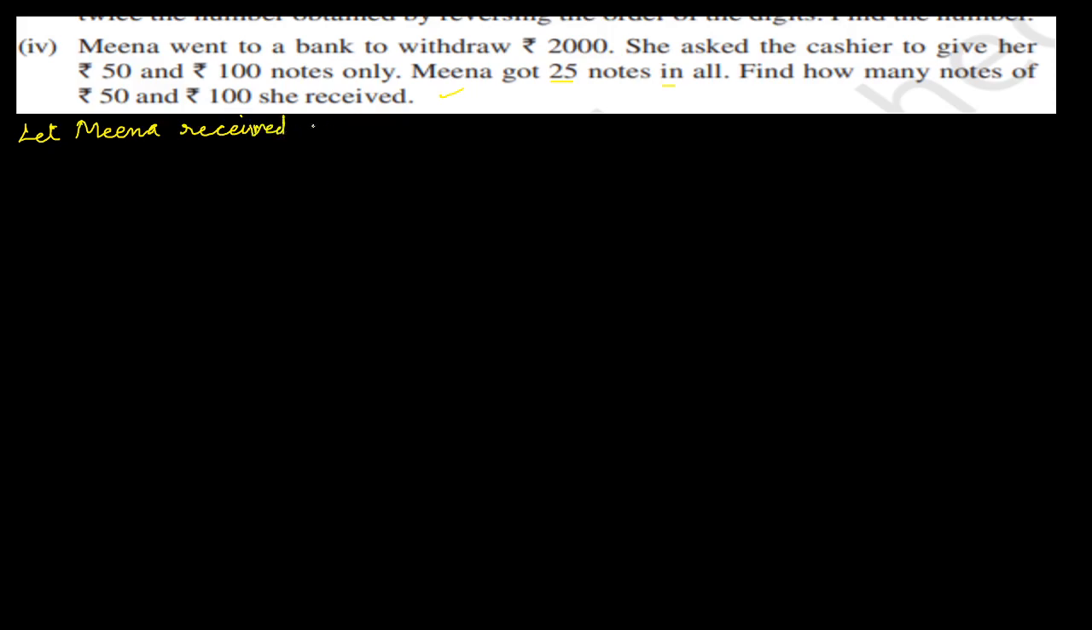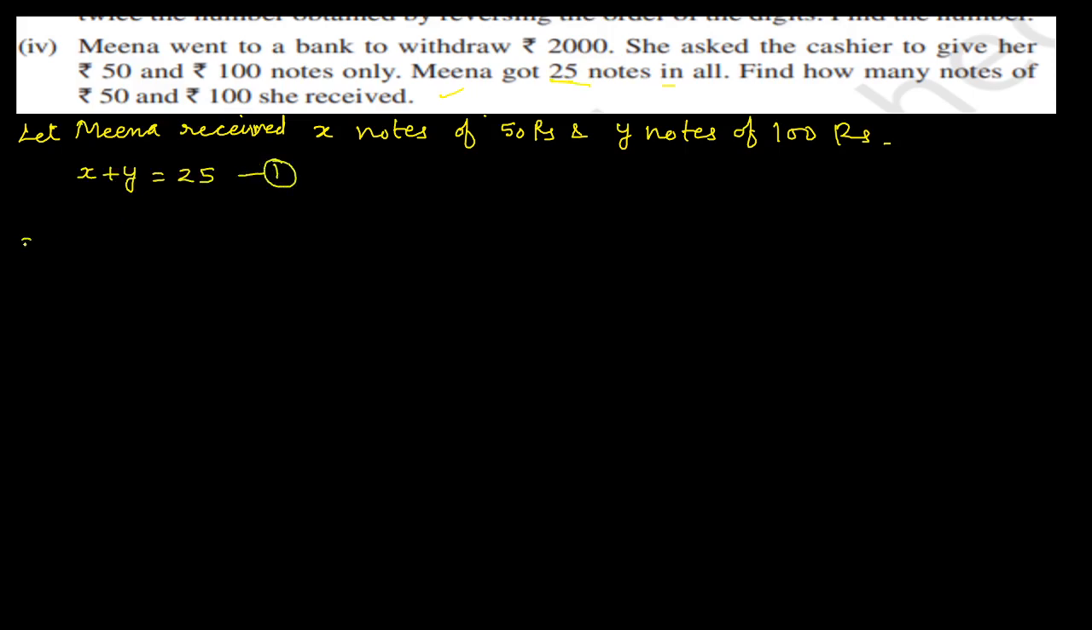X notes of 50 rupees and Y notes of 100 rupees. So what is the given here? She got total 25 notes. That means X plus Y is equal to 25. This is our first equation.